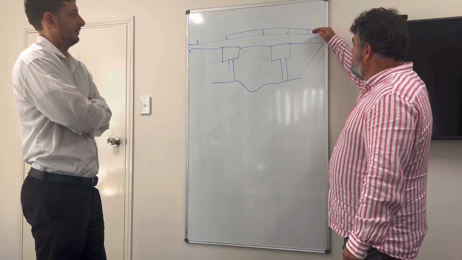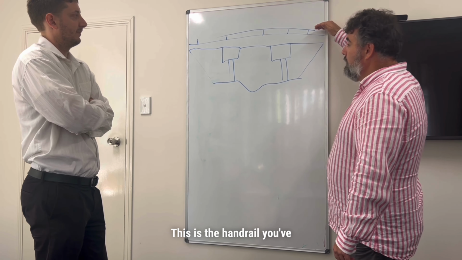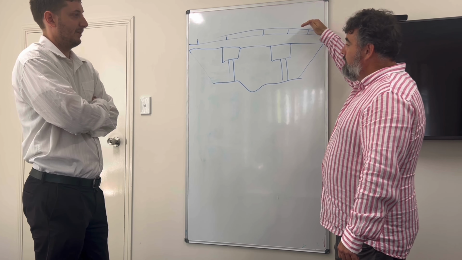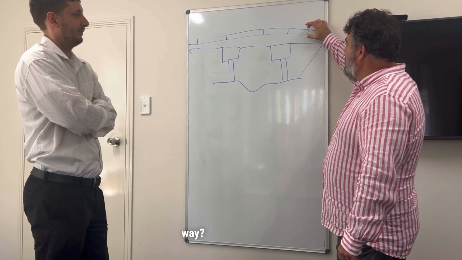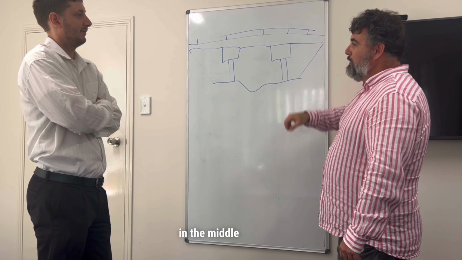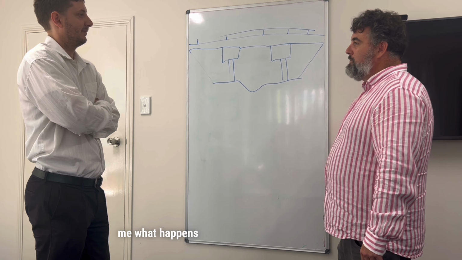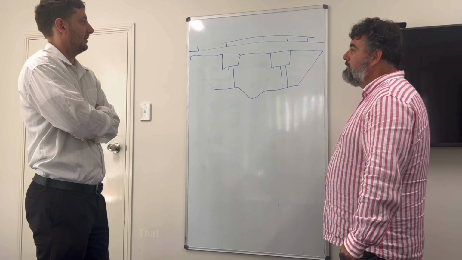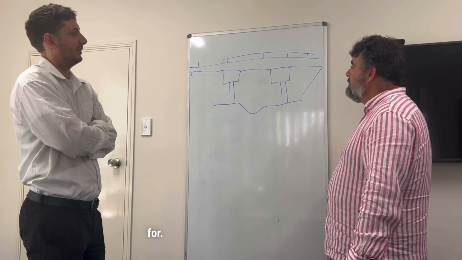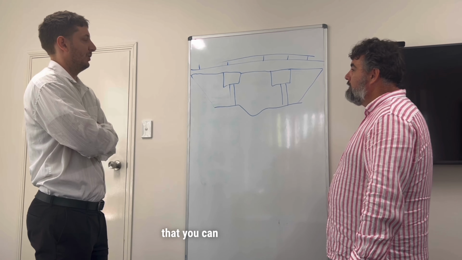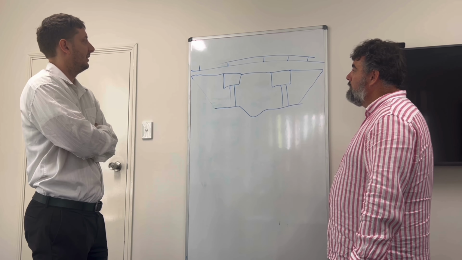And what about this? This is the handrail you've put in up the top here. Is that accounted for in the same way? It's got big gaps in the middle of it. Tell me what happens when the flood comes through. That also obviously has to be accounted for. There's certain blockage factors that you can apply to different railings.